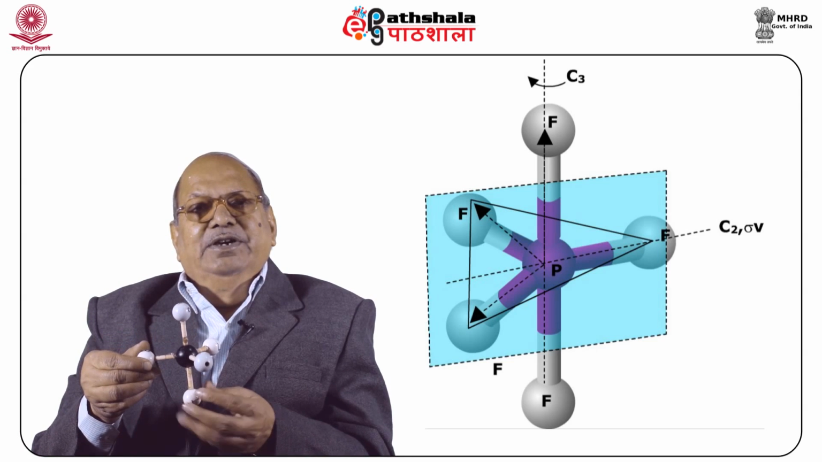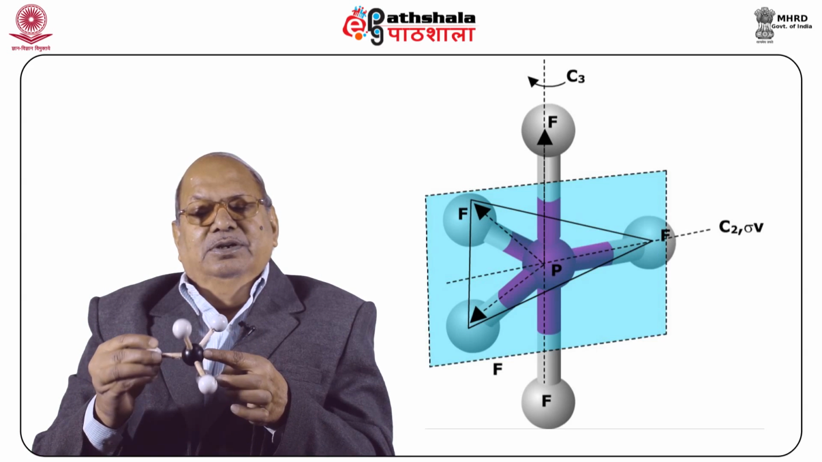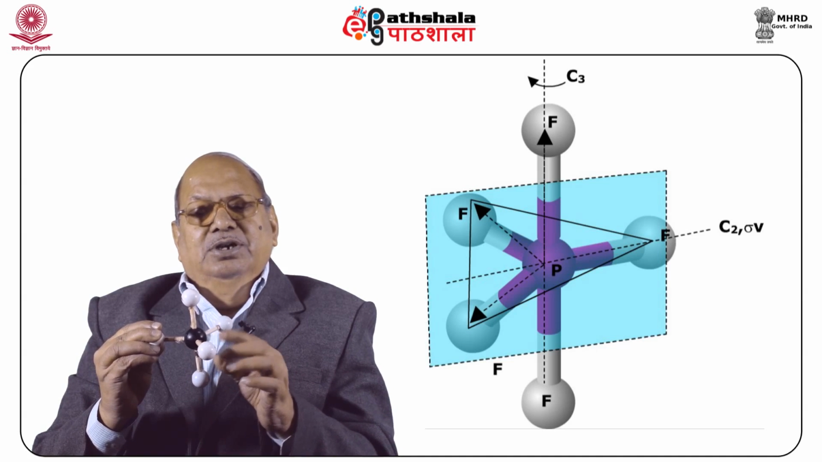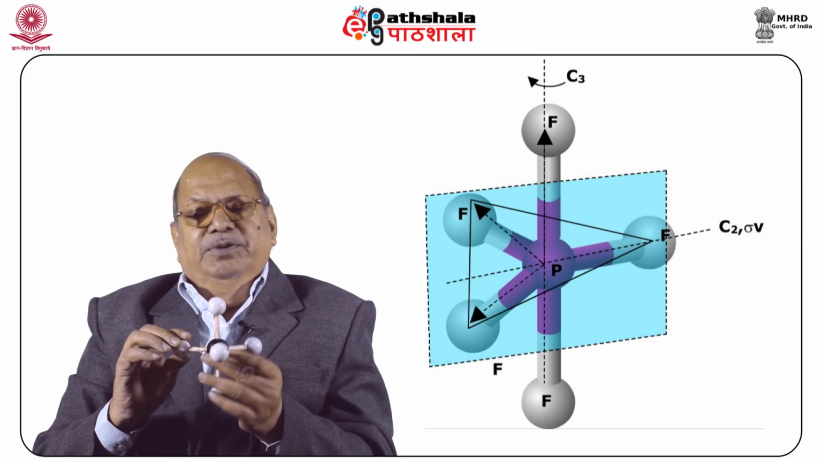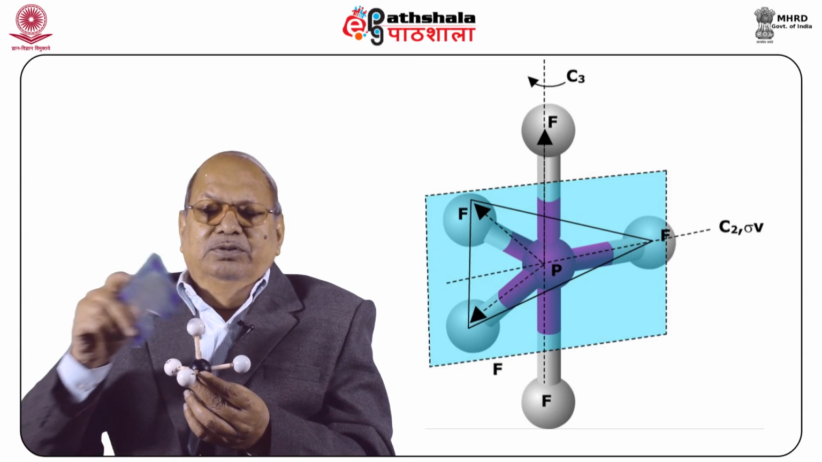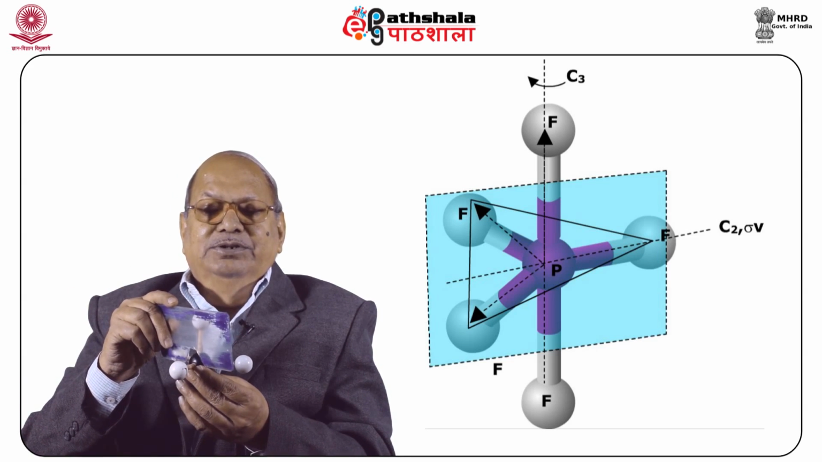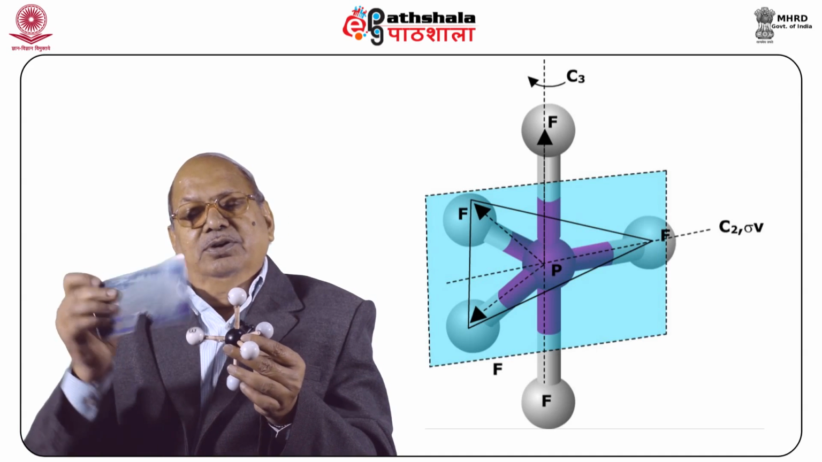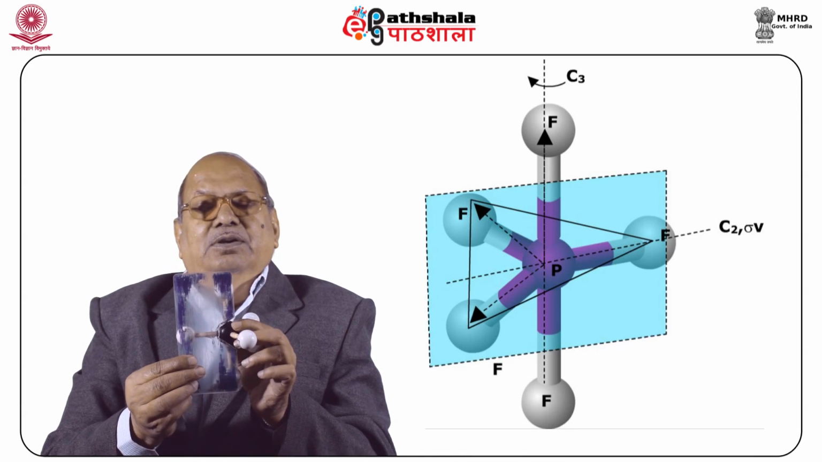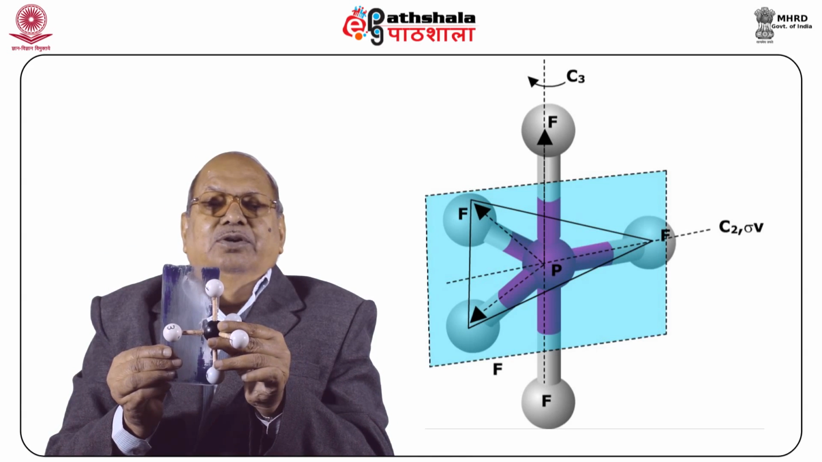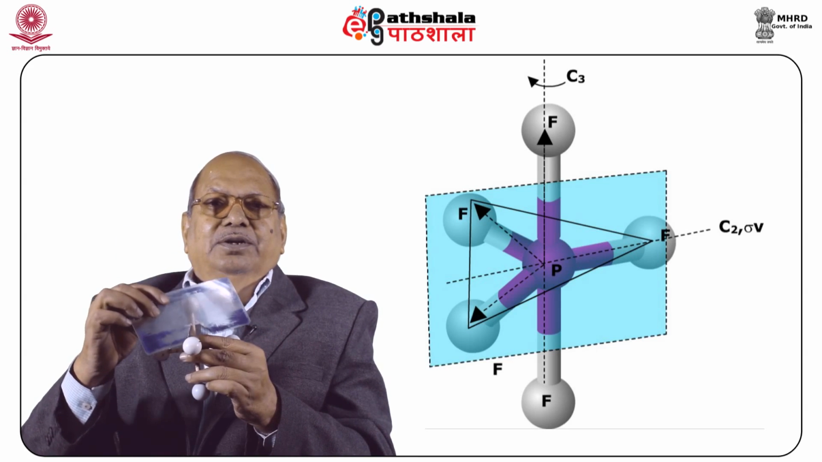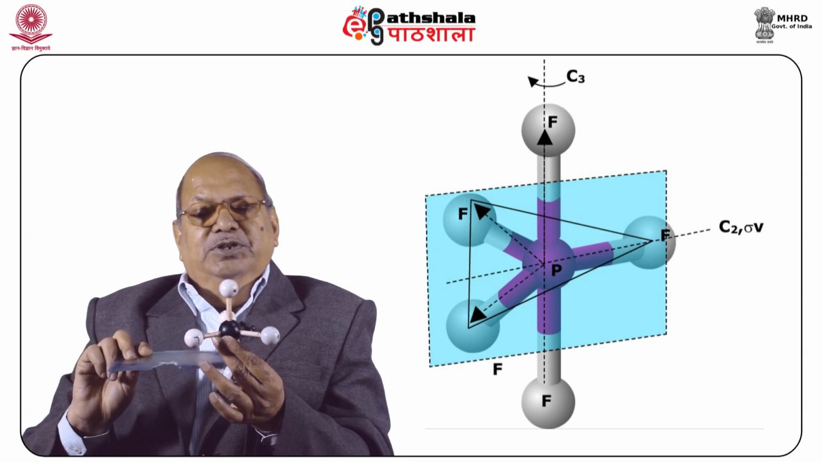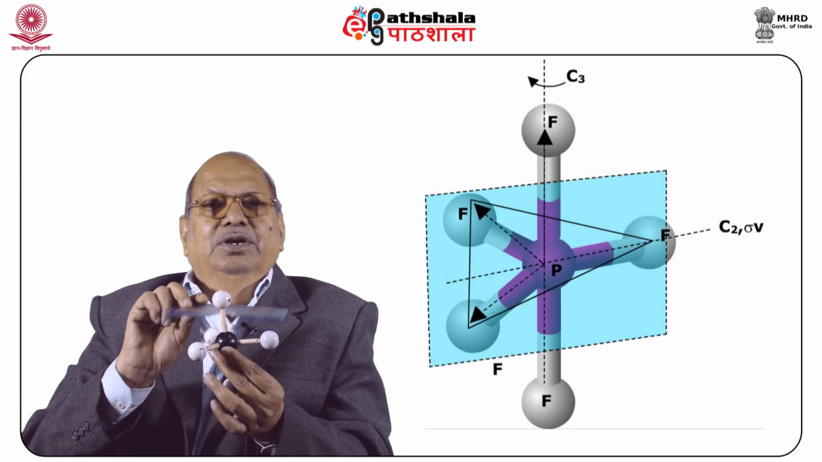Now what happens if I carry out the C2 operation like this? This and this interchange, this and this interchange, only one is not shifted. Similarly, if I carry out this sigma V, how many bonds are not shifted? This is not shifted, this is not shifted, and this is not. That is, I am having 3 bond vectors which are not shifted, and these 2 are shifted. What about if I take sigma H? These 2 will be shifted and these 3 will not be shifted.